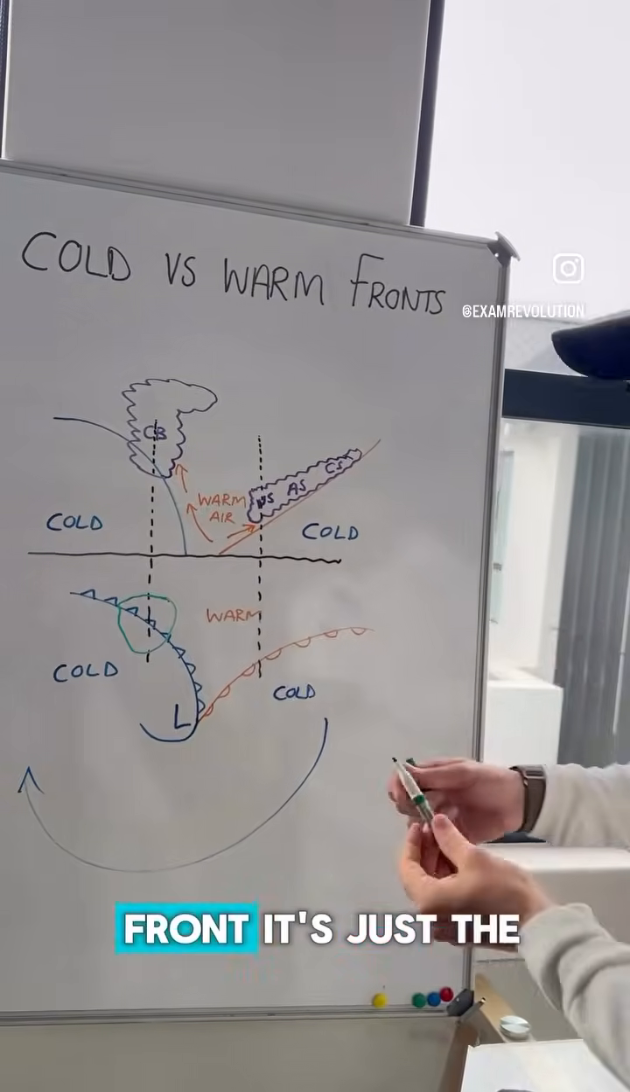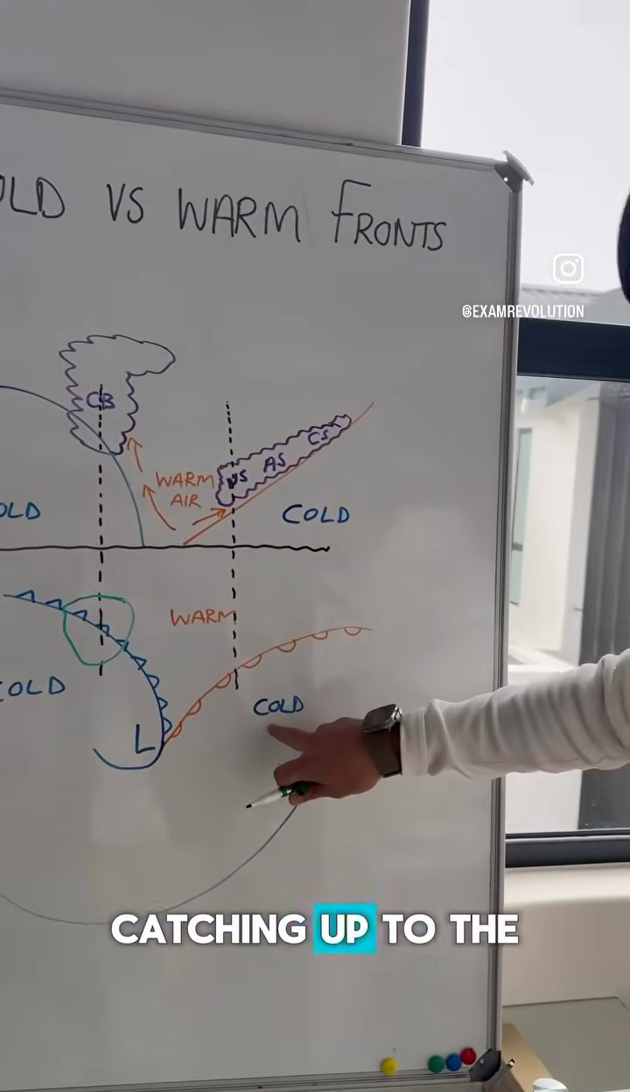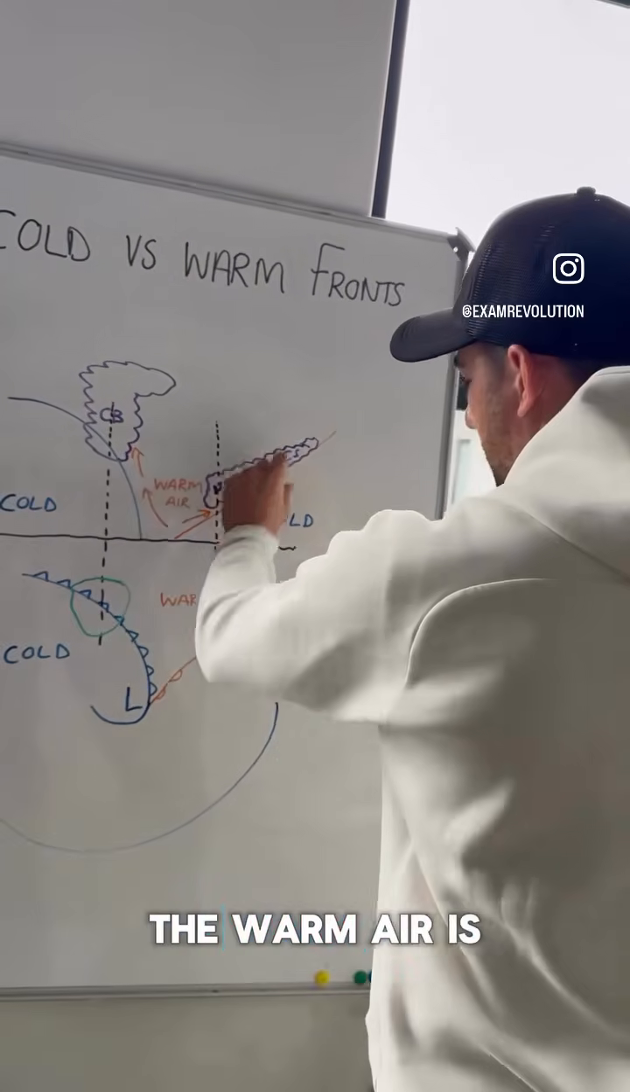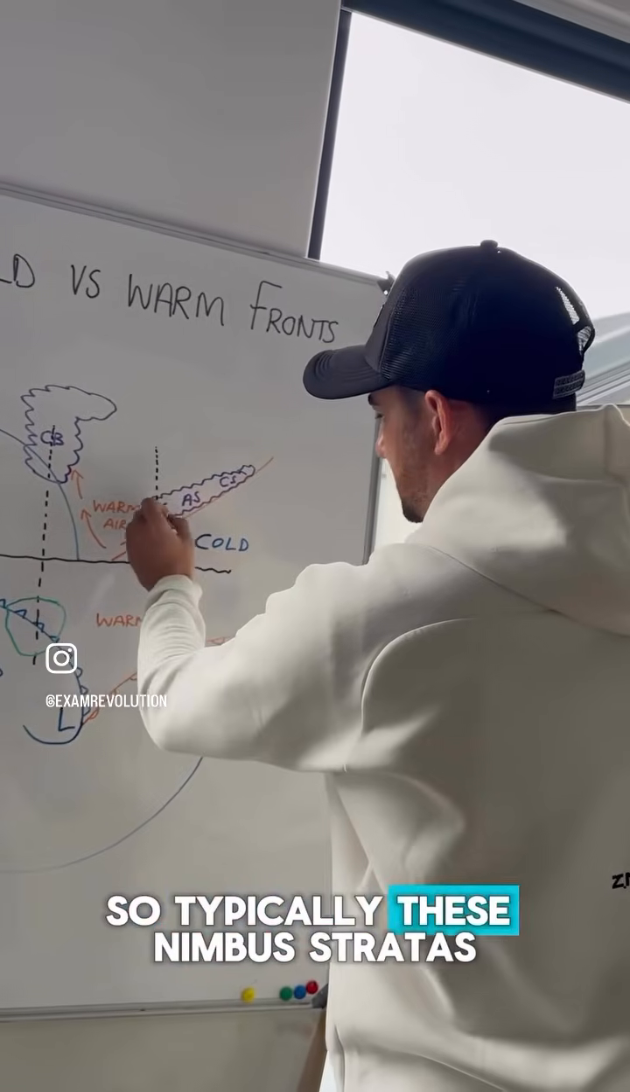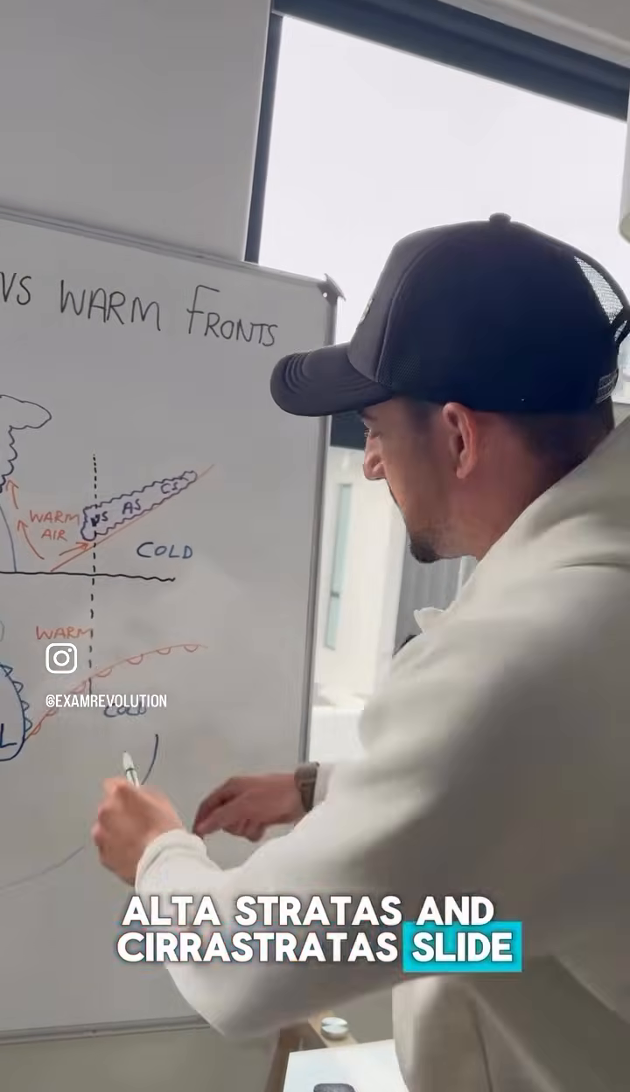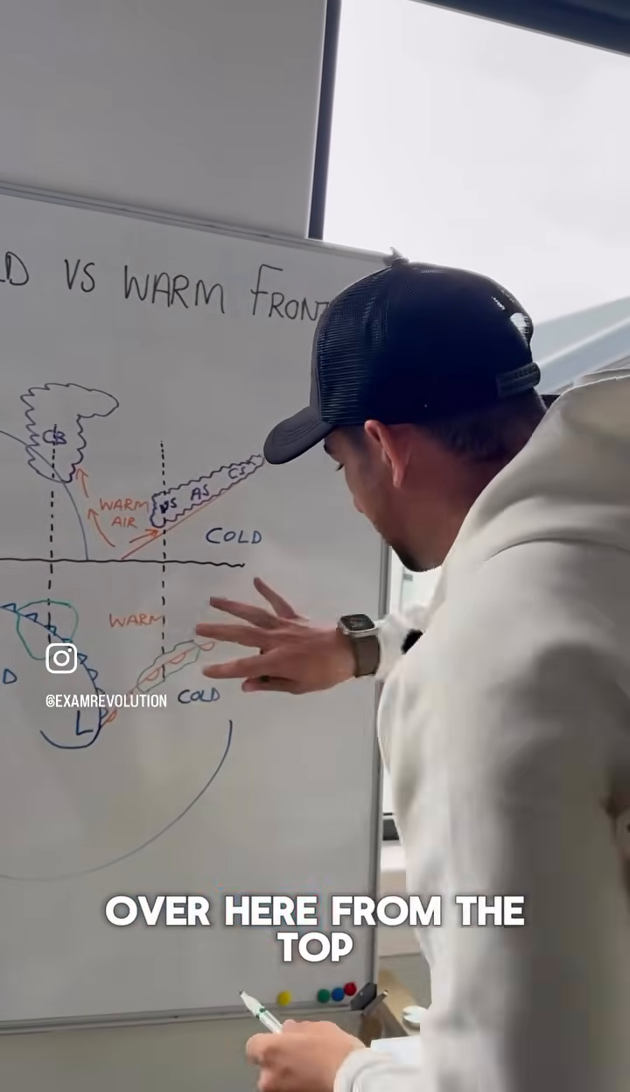Then with a warm front, it's just the warm air moving, catching up to the cold air. And what happens here, the warm air is sliding over this cold air. So typically these nimbostratus, altostratus, and cirrostratus cloud, you will see sitting over here from the top on the warm front.